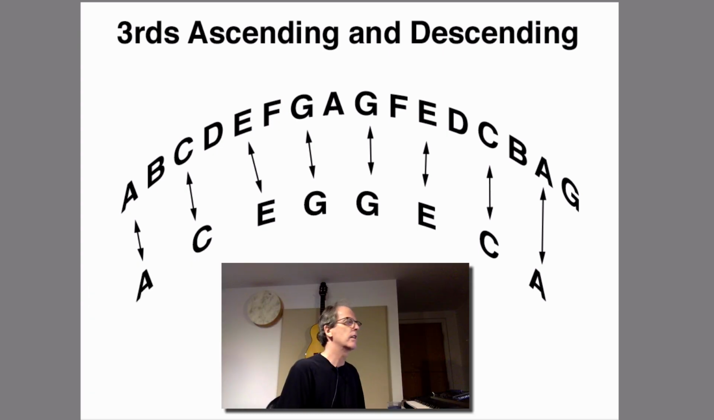Now this is thirds ascending and descending combined together. You're going up starting on A: A, C, E, G, that's up four notes in thirds, and then just practice coming back down. Try coming down from the G to the E to the C to the A. Try that starting on any note. If you go up four notes in thirds, you should come down four notes in thirds, and you should end up on the same note if you've done it correctly. So that's it. Very simple first lesson.